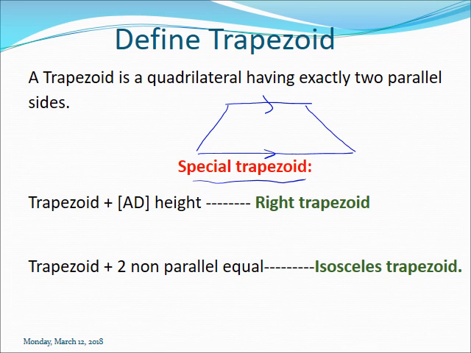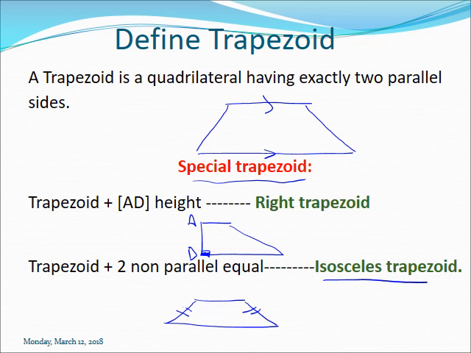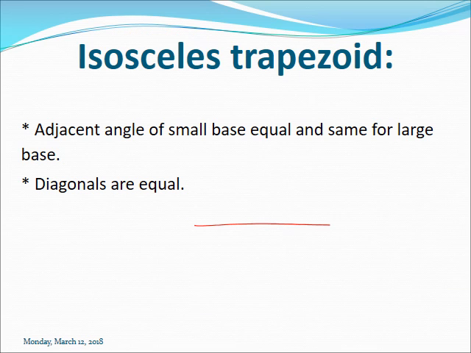Special trapezoid. Trapezoid plus AD height is right trapezoid. Trapezoid plus two non-parallel sides are equal is isosceles trapezoid. Isosceles trapezoid.